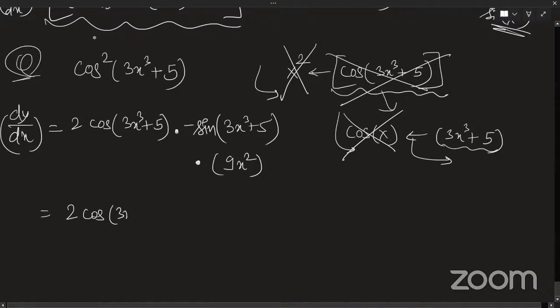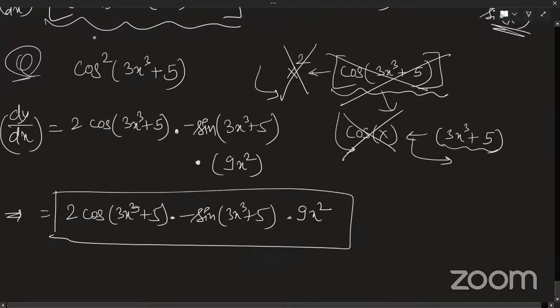2 cos 3x cube plus 5 into minus sine 3x cube plus 5 into 9x square. Fine? Yes, sir.